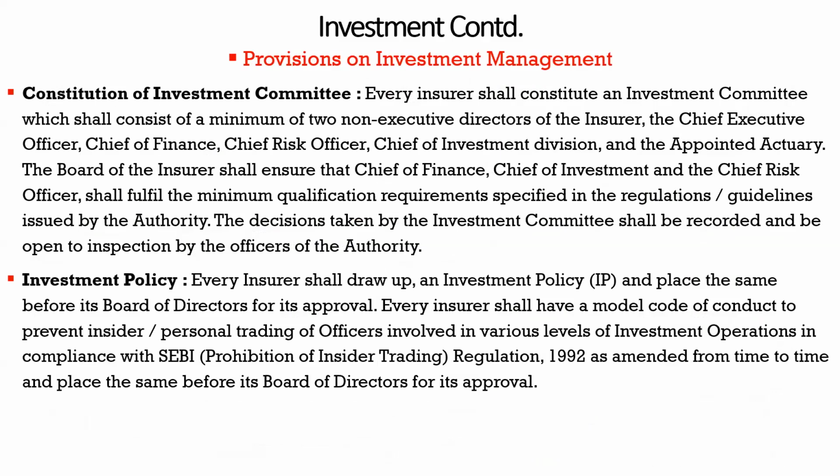Now there are further provisions. Provisions on investment management: every company has to make an investment committee. So who will be part of the investment committee? Every insurer shall constitute an investment committee which shall consist of a minimum of 2 non-executive directors of the insurer, chief executive officer, chief of finance, chief risk officer, chief of investment division, and appointed actuary. I'll just read again: 2 non-executive directors, chief executive officer, chief of finance, chief risk officer, chief of investment division, and appointed actuary.